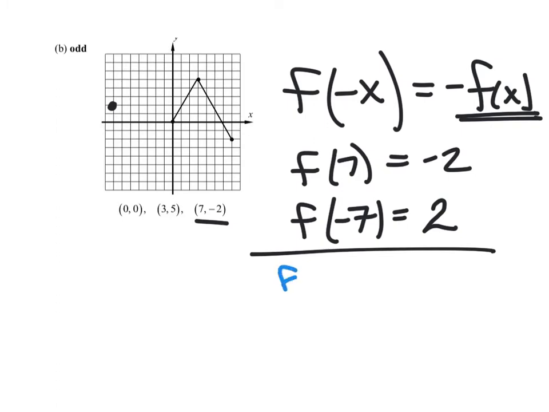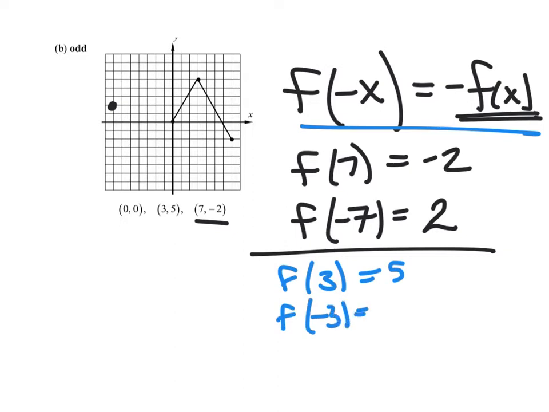Okay, so let's say if f of 3 equals 5, the rule says f of negative x is going to equal negative f of x. So now I'm going to get negative 5. So I'm going to go over negative 3 and down 5 at that point. And f of 0 equals 0. If I negate 0, I still get 0.